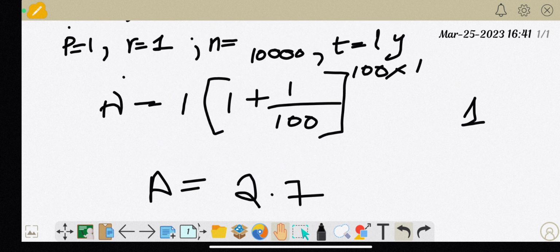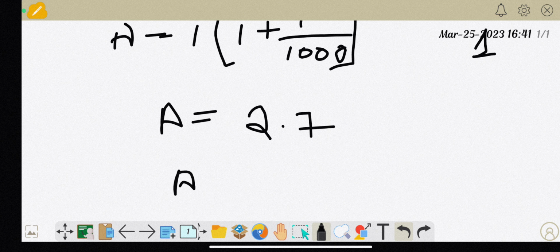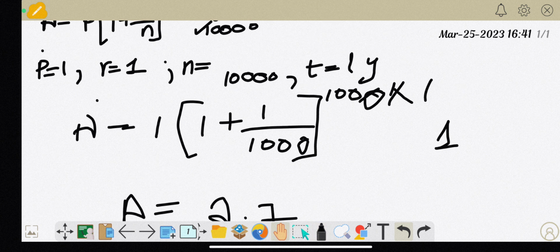Now, the same thing: I tell them I am a little bit greedy. I will tell them to compound it 1000 times a year. In the place of x, just put 1000. What is the value you are going to get? A is equal to 2.7169, correct.